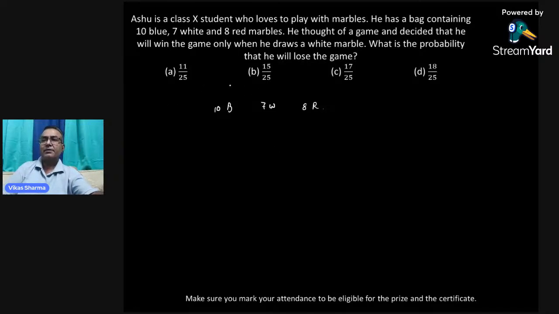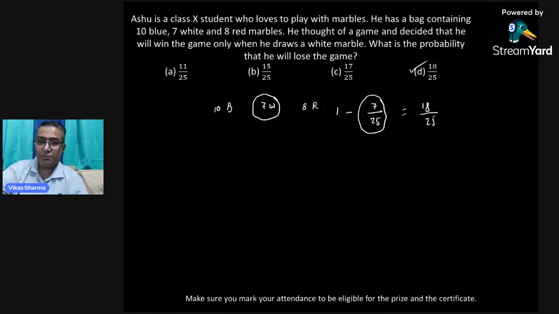One is that we find the probability of getting a white marble, which is 7 upon the total number of marbles. So 10 plus 7 is 17 plus 8 is 25. So 7 upon 25 is the probability of getting a white marble. But to lose the game, we take the complementary event, because 7 upon 25 is the probability of winning the game. So that is 1 minus 7 upon 25, which is 25 minus 7, or 18 upon 25. So option number D is correct.